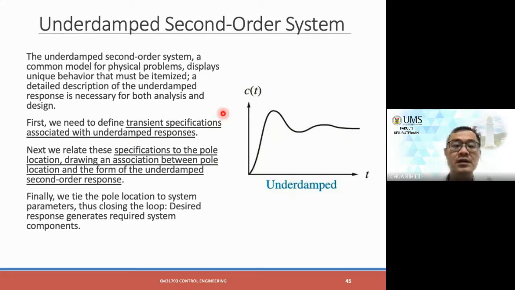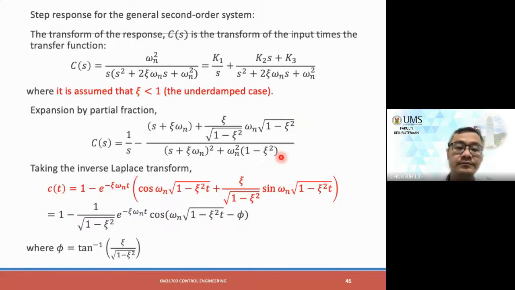Okay, next we relate these so-called specifications to the pole locations, and draw the relevant poles and form the underdamped second order. Again, you will see a lot of symbols over here. What we can see is that the transform of the response, C(s) itself, is the transfer function of our second order system multiplied by, as we expect a step input, 1 over s. Therefore we have something like this.